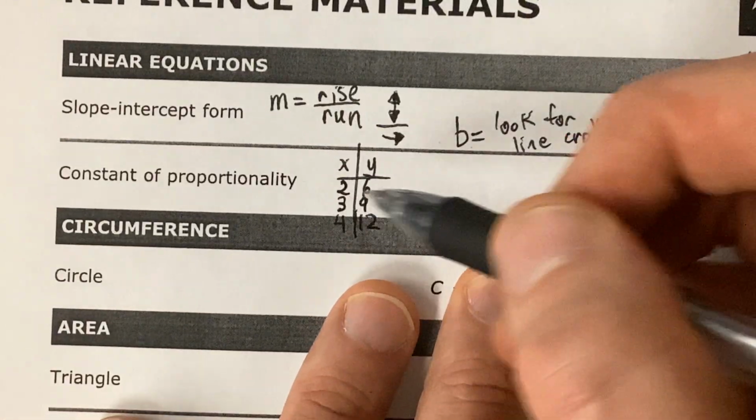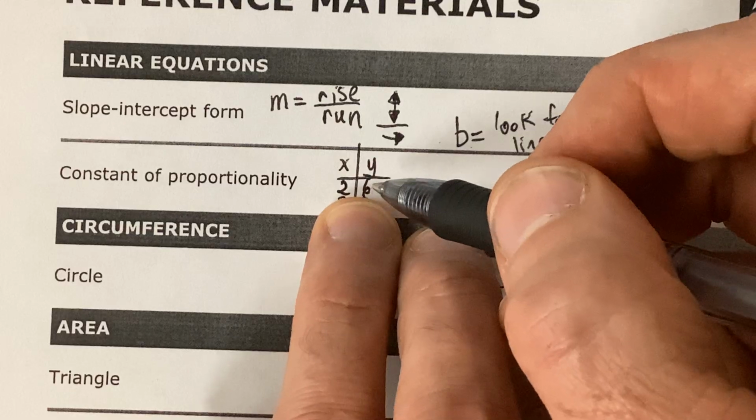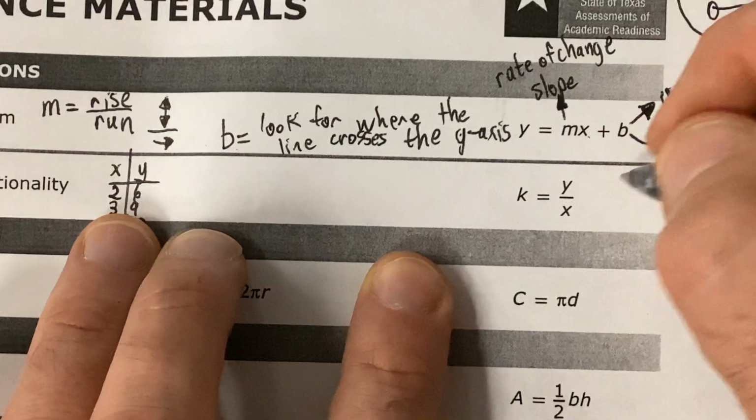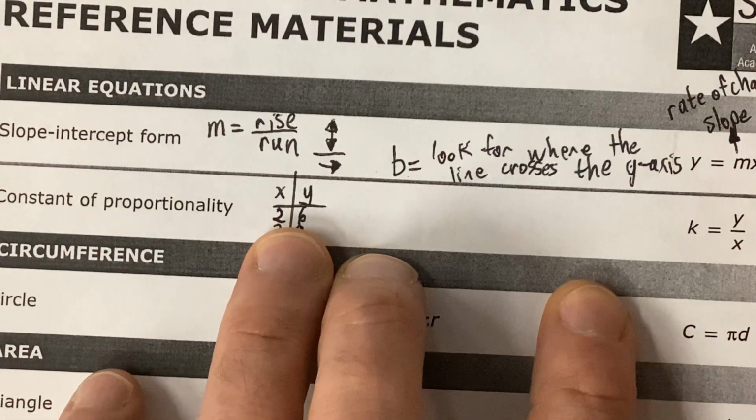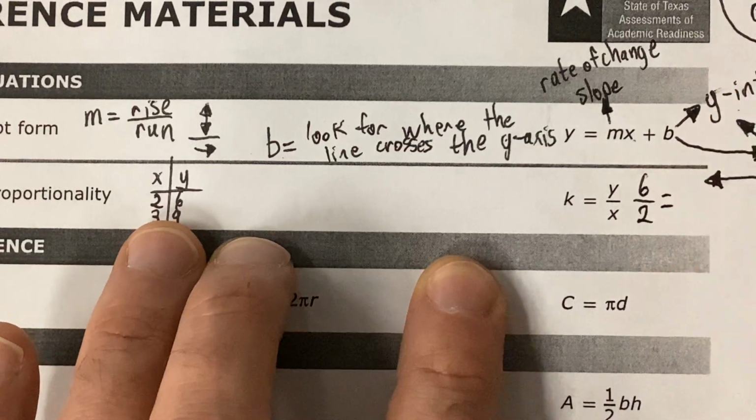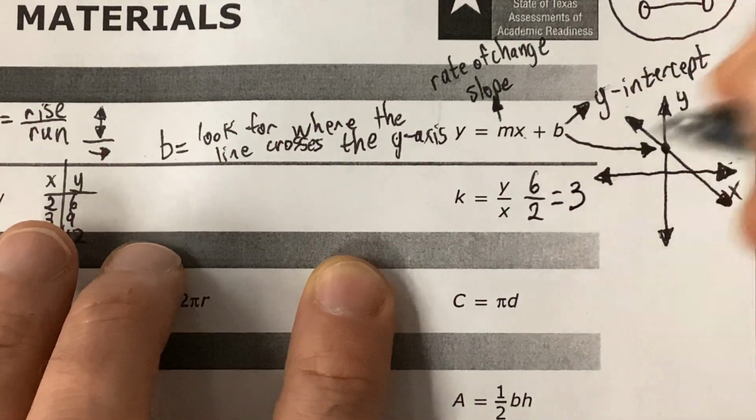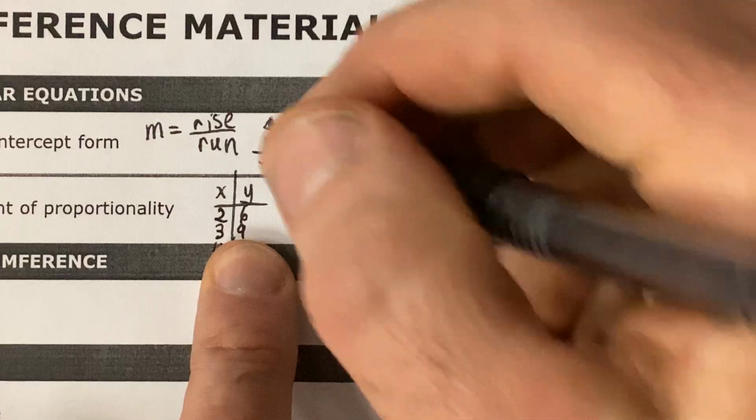Y over X. So I'll go over here, find any of these pairs. I'm just going to choose the top one. What's the Y value? 6 over what's its X value? 2. What's 6 divided by 2? 3. So what is the constant of proportionality for this thing? It is 3.